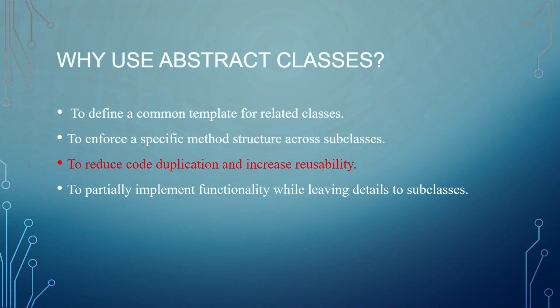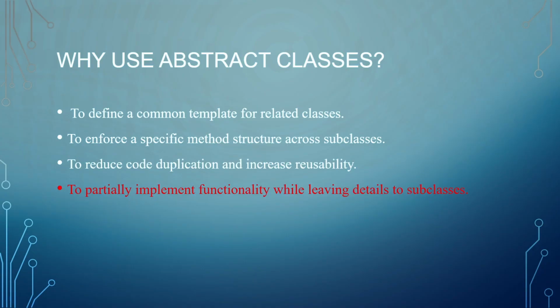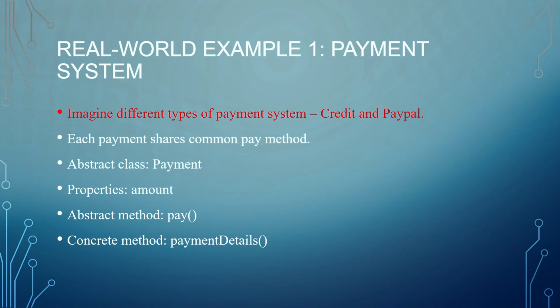And finally, abstract classes let us partially implement functionality. We can define some behavior in the parent class while leaving the finer details for subclasses to complete. In short, abstract classes provide both consistency and flexibility, which are key in good object-oriented design.